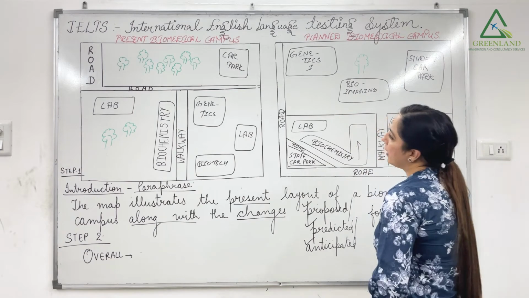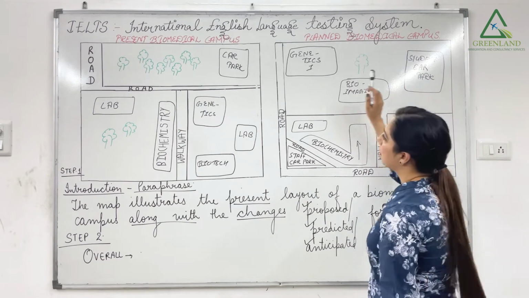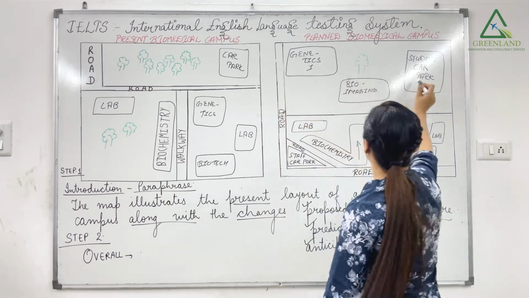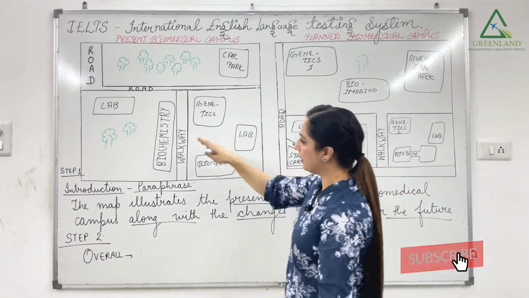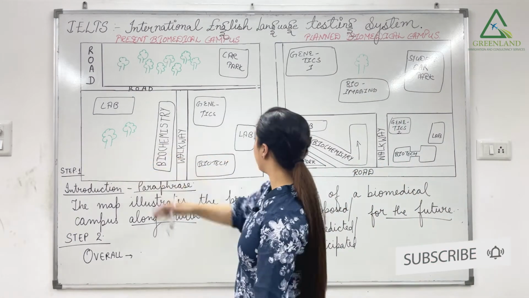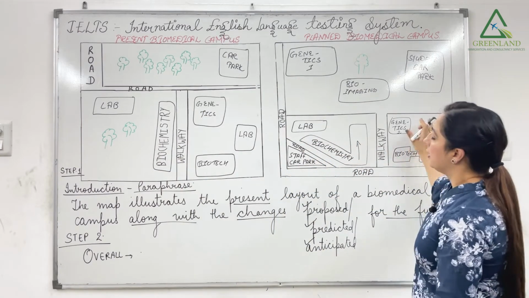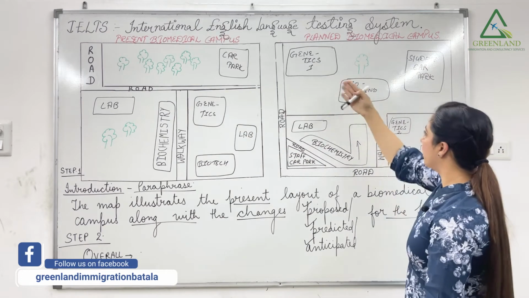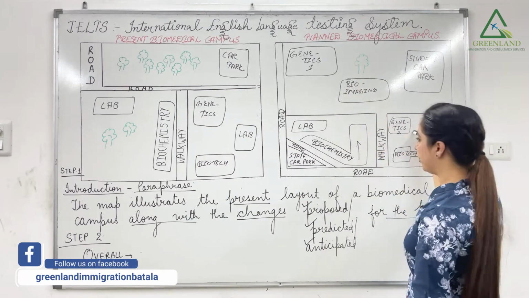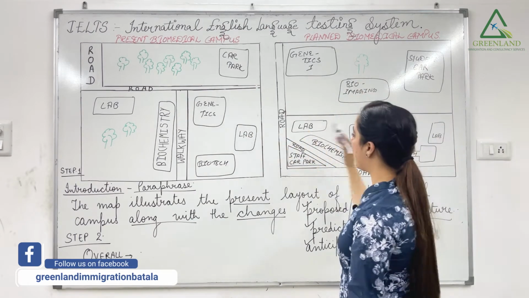Okay, one more thing, the car park is here. The car park is already here. The addition of the car park is here because in this map there is no car park. Okay, another one, genetics is almost divided into two departments, that is genetics 1 and genetics 2. Lab is as it is there.